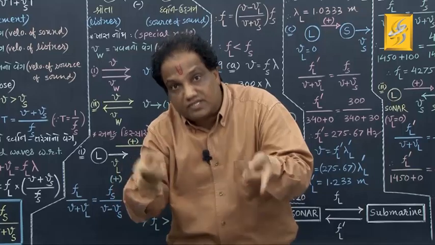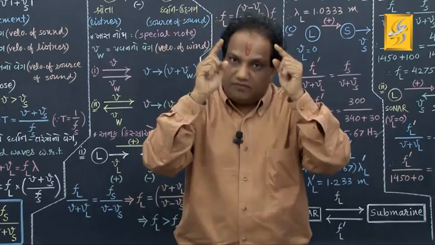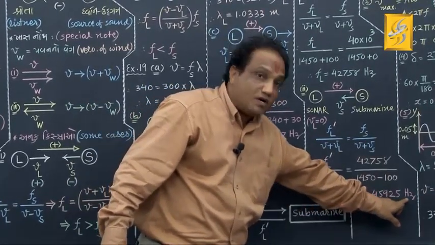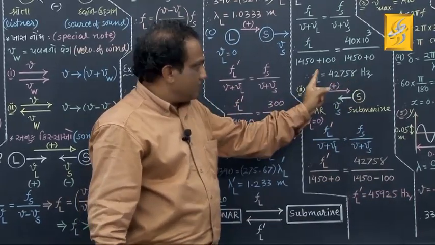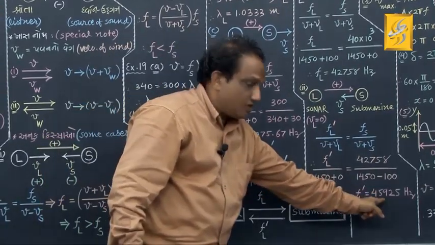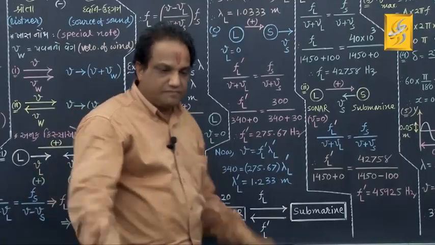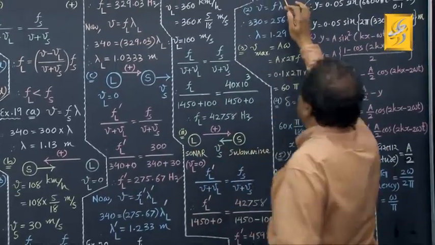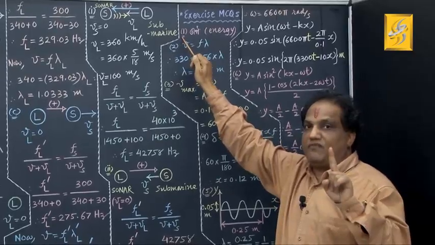Because of that additional relative motion, there is another increase in frequency, and the final frequency we got is 45,925 hertz, which is greater than 42,758. This is the frequency of sound waves made incident on the submarine. This is the frequency of sound waves getting reflected from the submarine. Got it? Fine. Now we go for exercise MCQs. Kindly read the statement of the first MCQ.